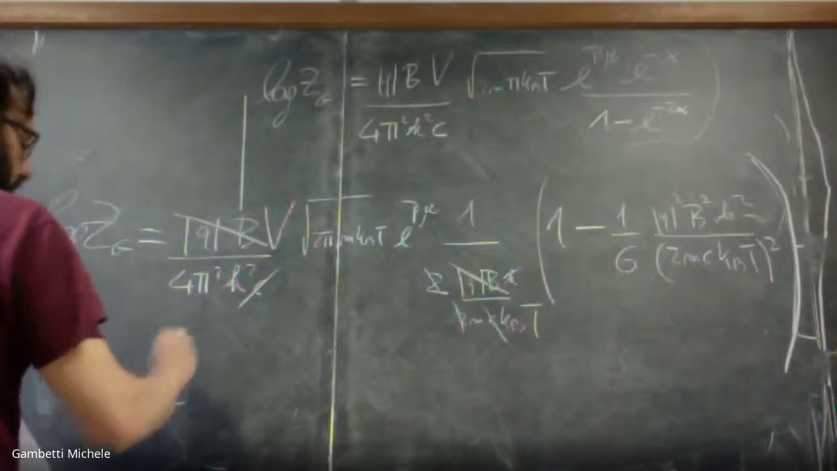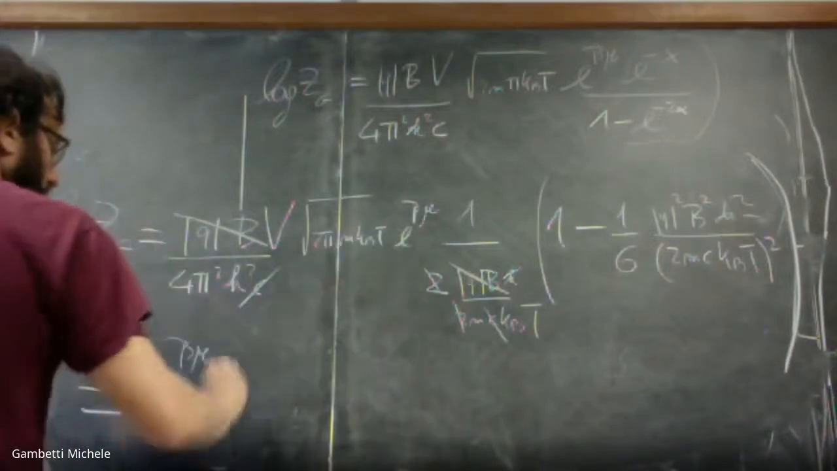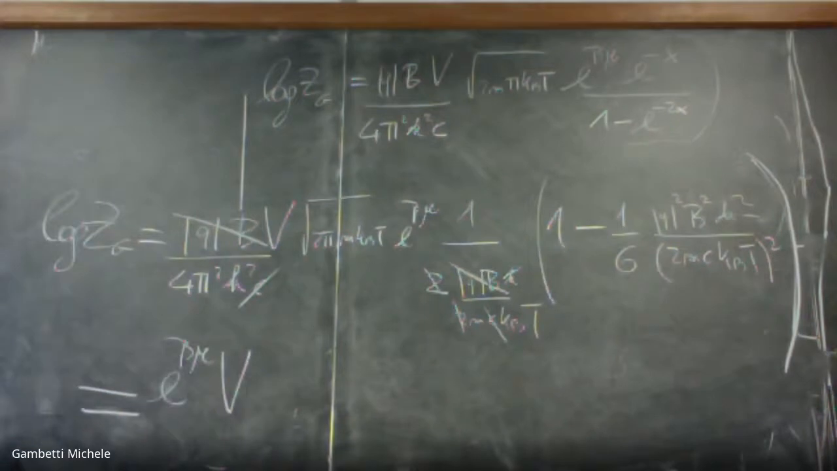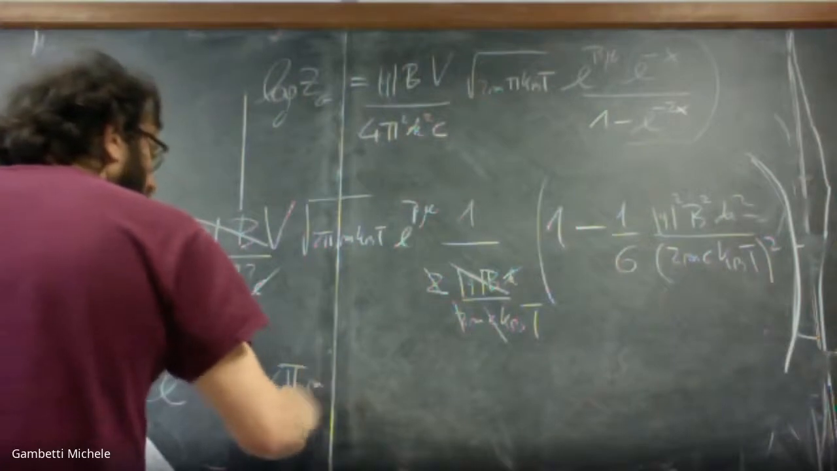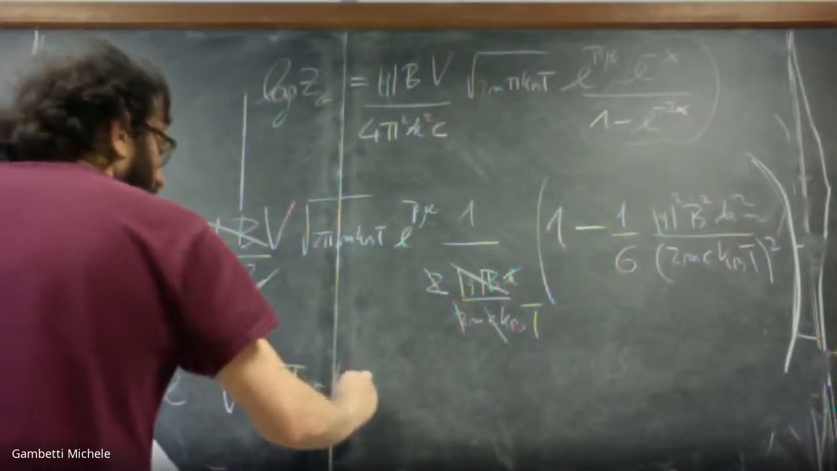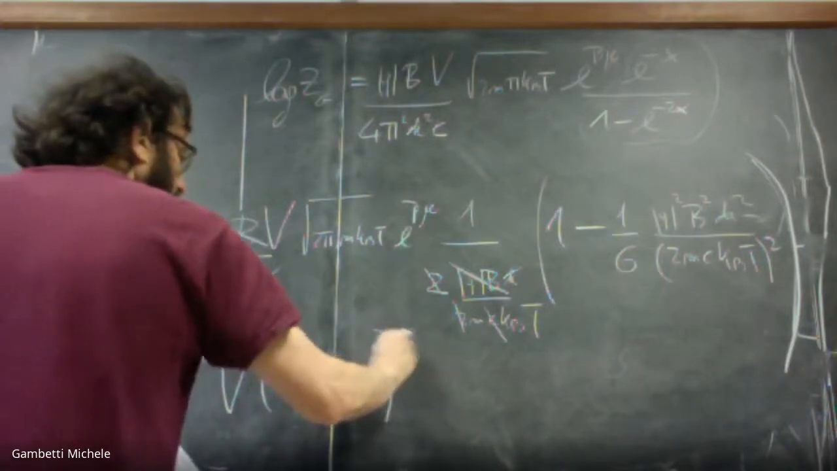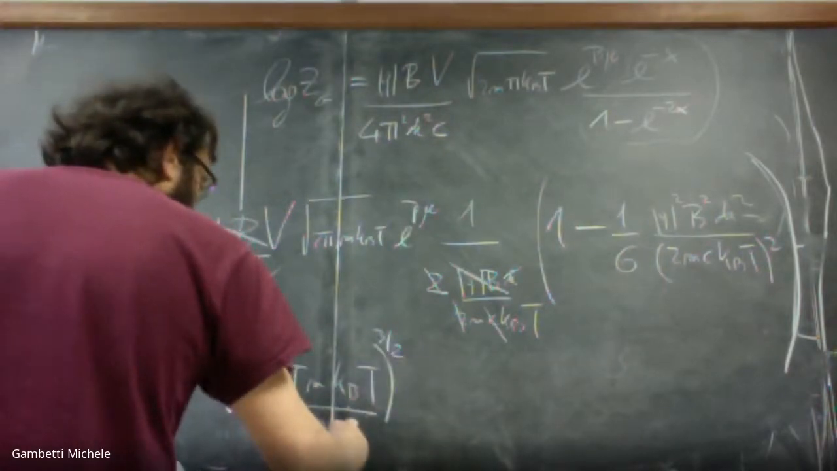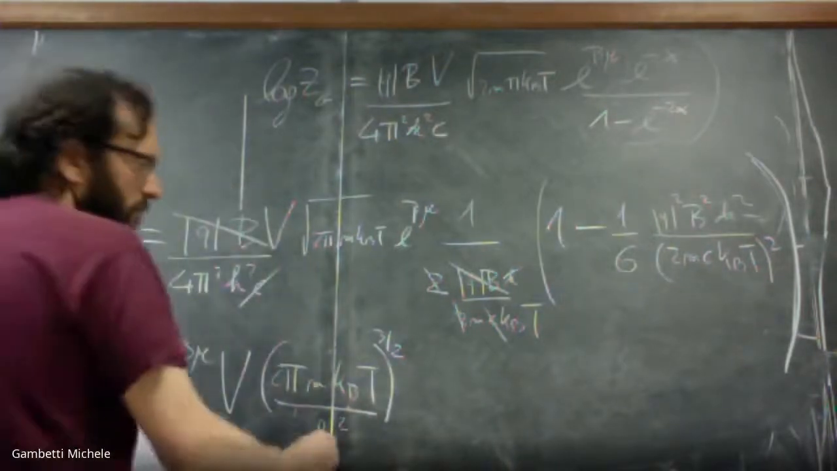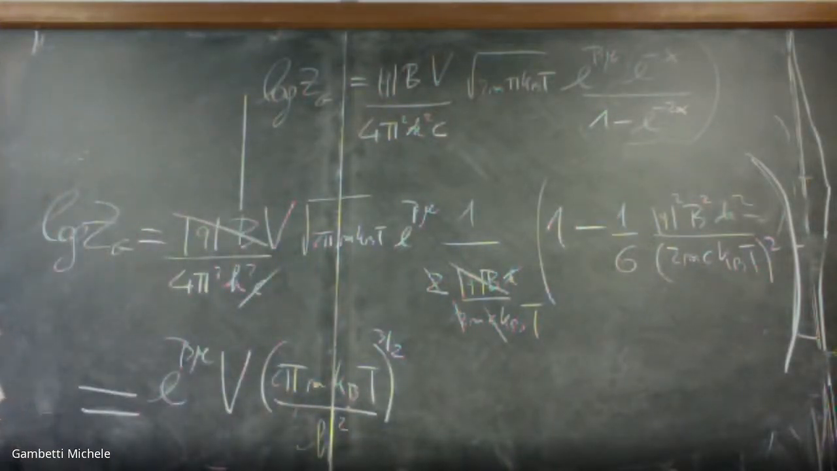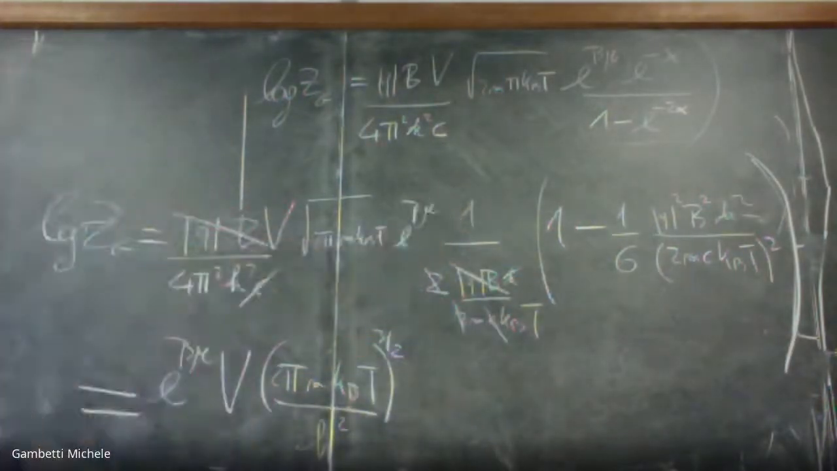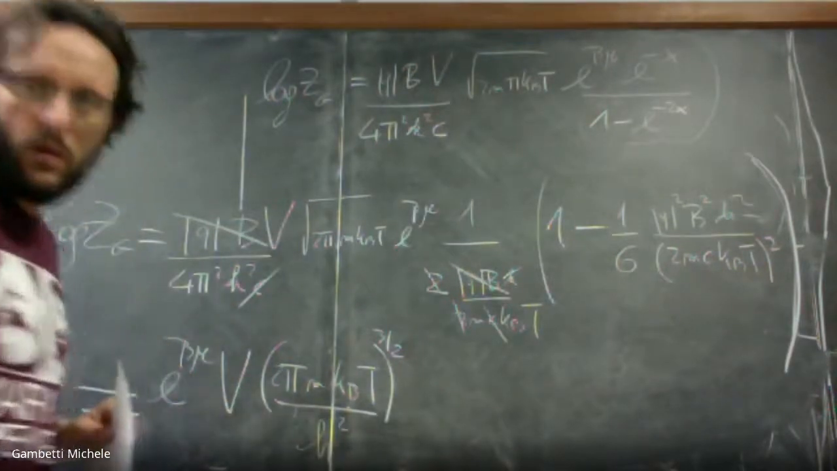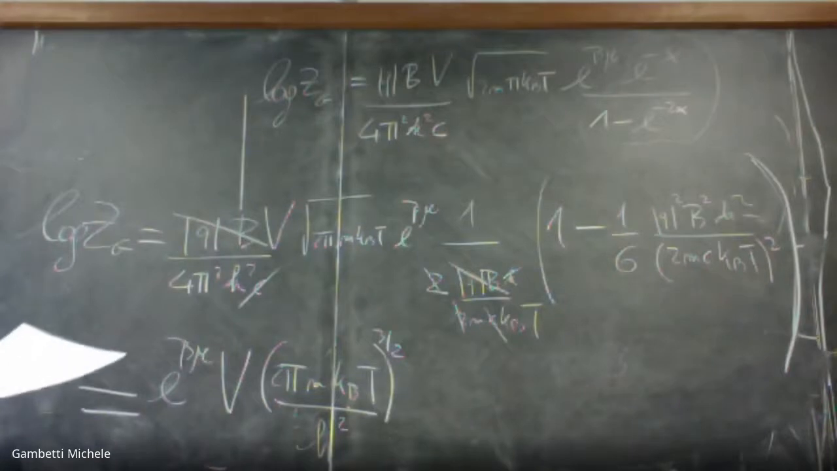So, okay, let me write first this. Beta mu is there. Then I have a volume, and then I should have, but let me check, but I should have corrected this. 2 pi m k_B T to the power of 3 halves divided by h squared, where h is h and not h bar. It should be fine in the sense that this is an h bar squared and this is an h bar. So therefore I have an h squared. And this should be correct. So all the factors should be correct.